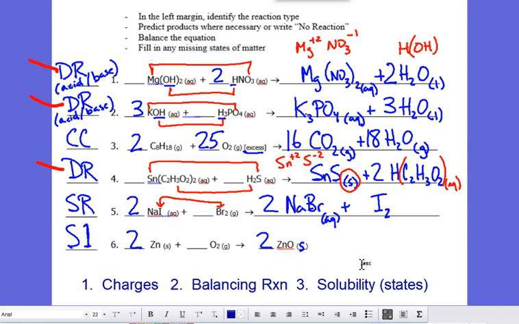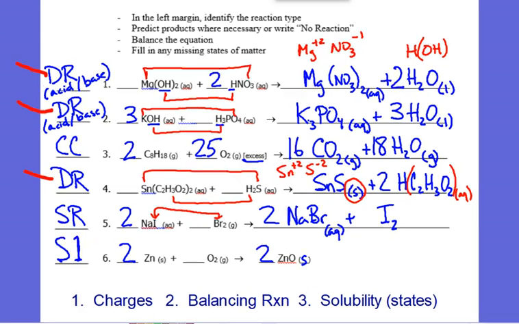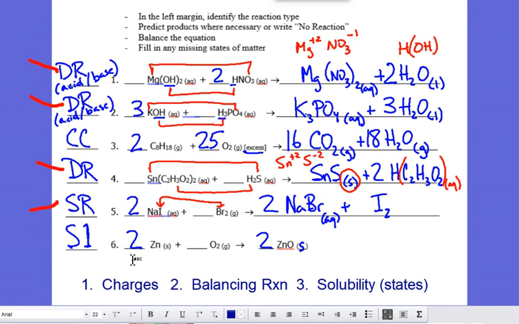On number 5, we have a single replacement. We can tell that because we have a compound and a single element. And so we have to test and see whether or not that single element is high enough on the activity series.